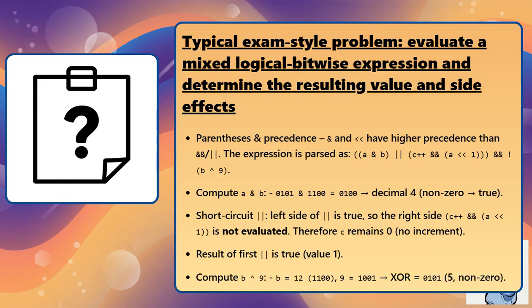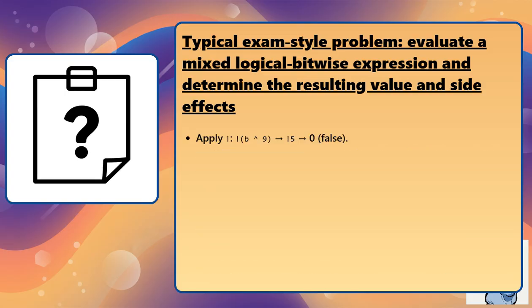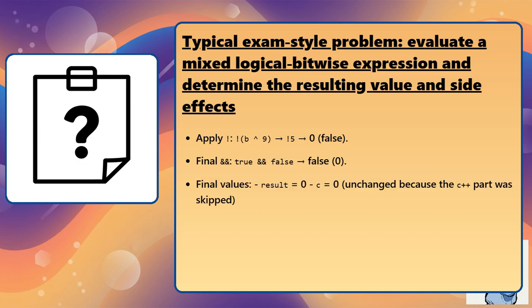Compute b XOR 9. b equals 12, binary 1100, 9 equals 1001. Their XOR yields 0101, which is decimal 5, a non-zero value. Apply logical not: not 5 yields 0, which represents false. Final logical and: true and false results in false, which is 0. Final values: result equals 0, c equals 0, unchanged because the increment was skipped.